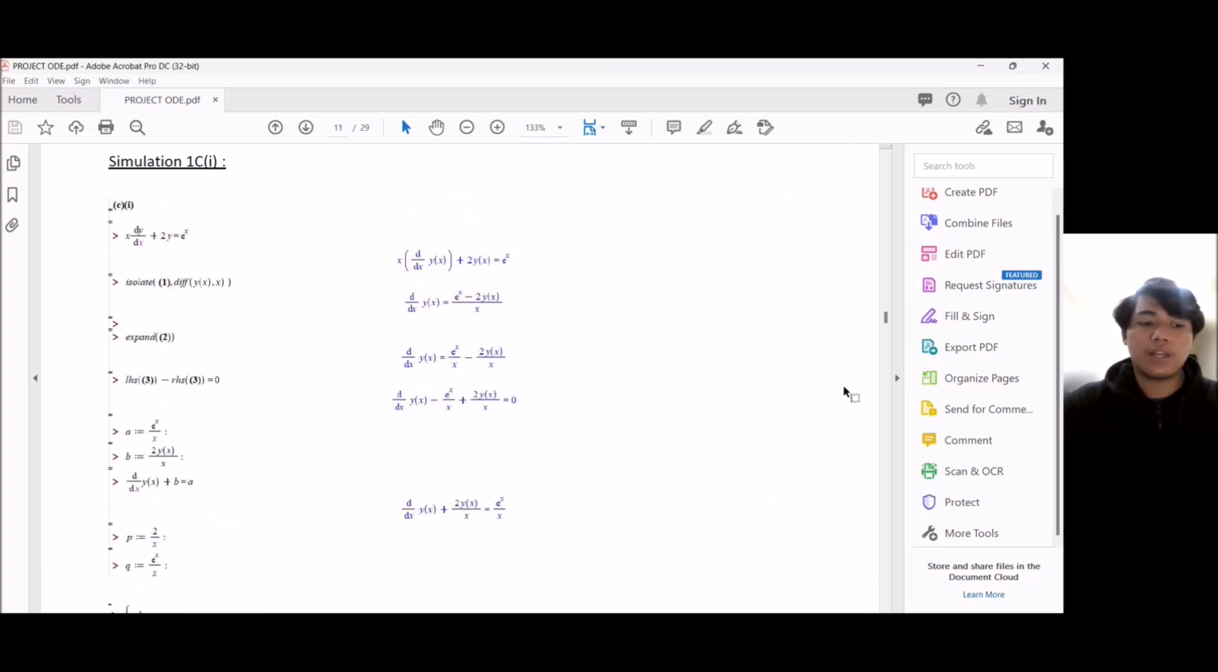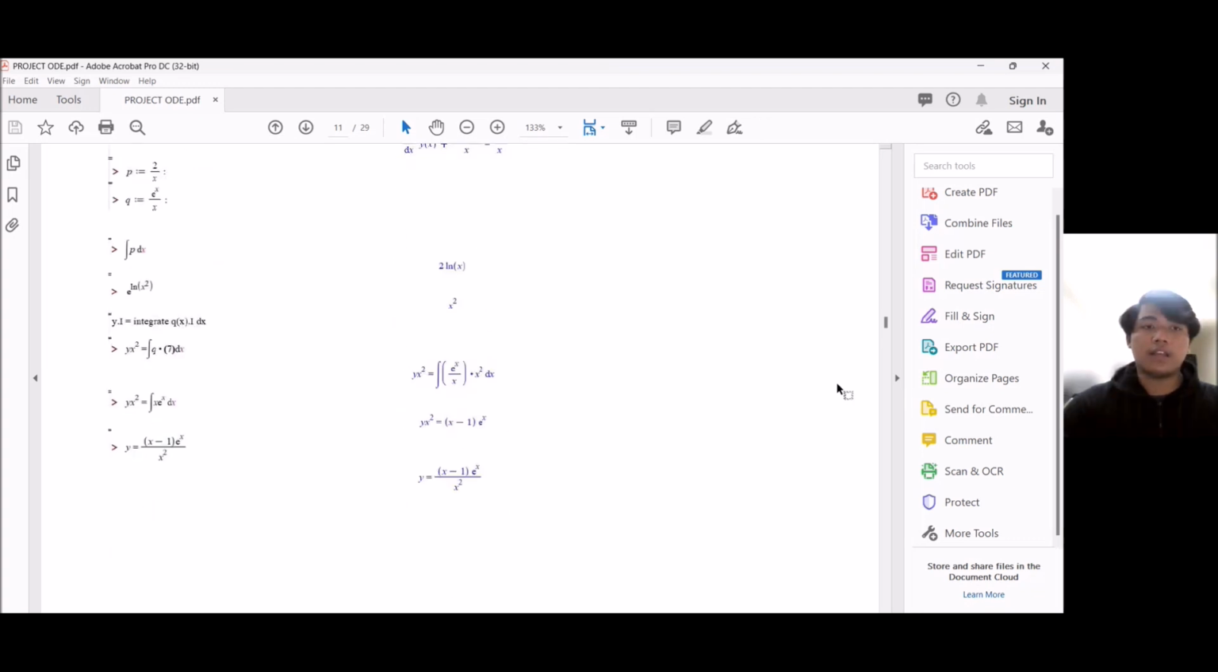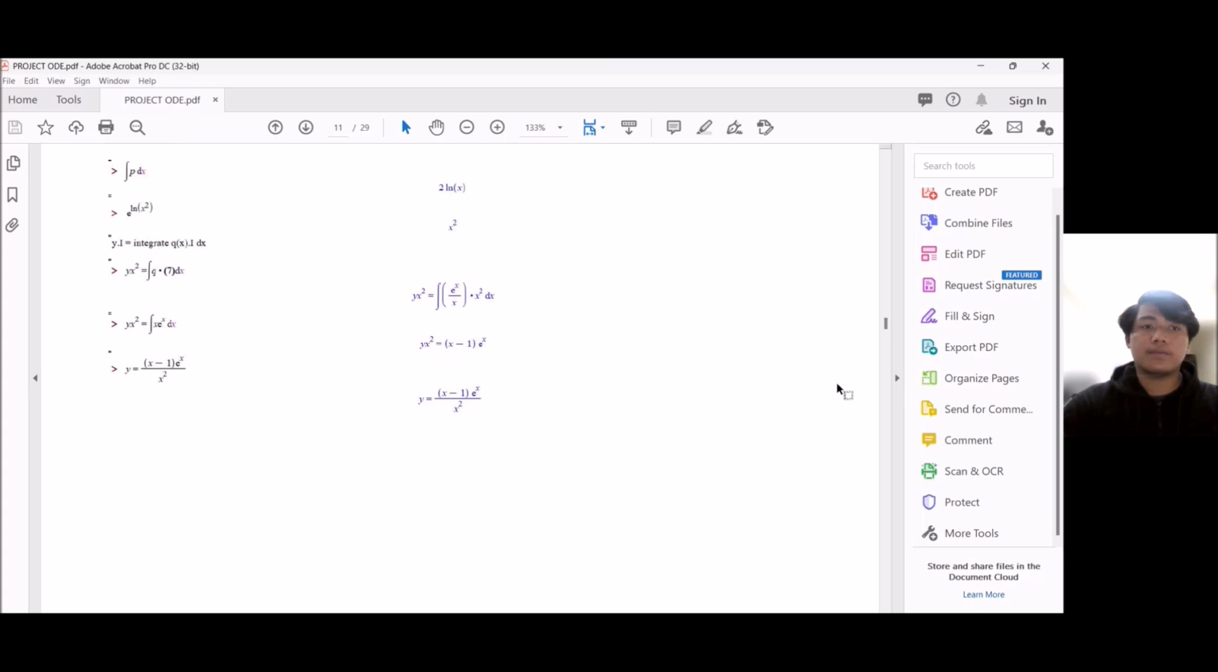This is the simulation for C1. I use the linear method to solve this problem. The first step is x dy/dx plus 2y equal to e^x. And then I rearrange the equation to use the linear method. So it will be dy/dx plus 2y/x equal to e^x/x. After I integrate the p, it will be e to the power of ln x^2, and the answer will be x^2.